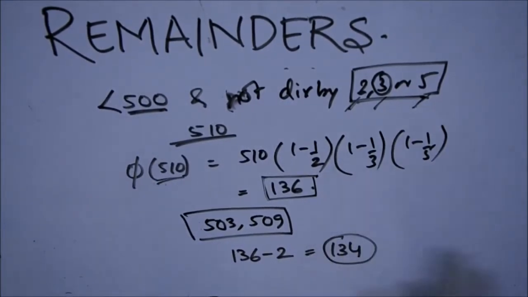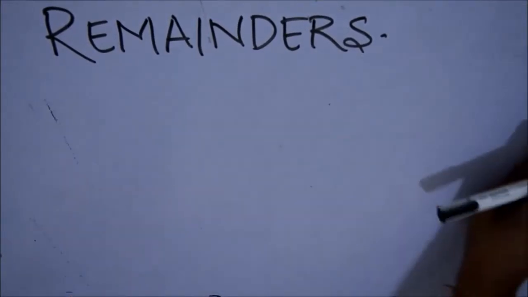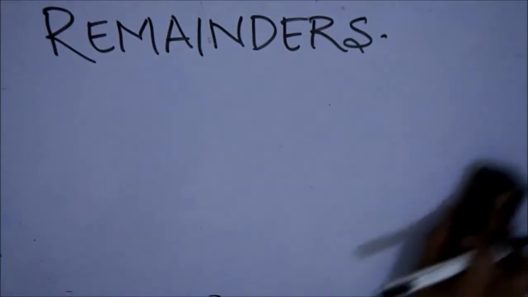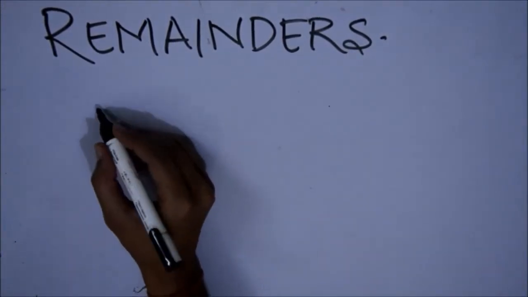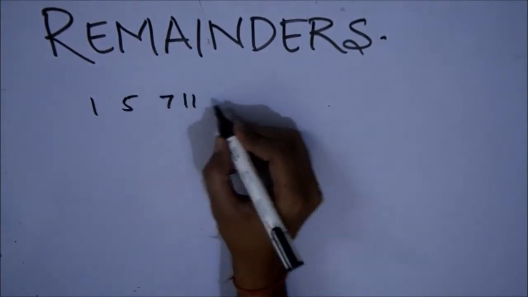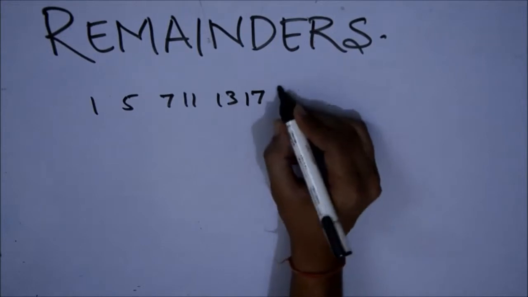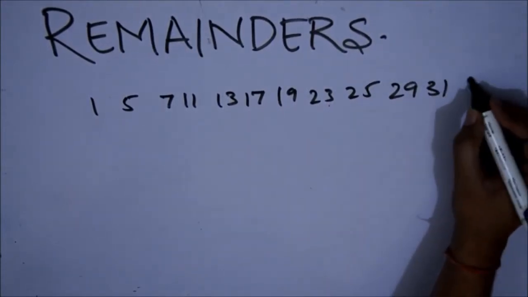Now since we are touching on phi n, there is an important point. As we saw, what were the numbers less than and co-prime to 36? 1, 5, 7, 11, 13, 17, 19, 23, 25, 29, 31 and 35.